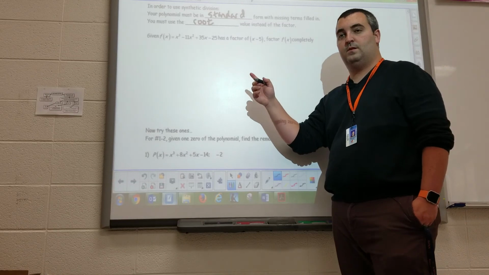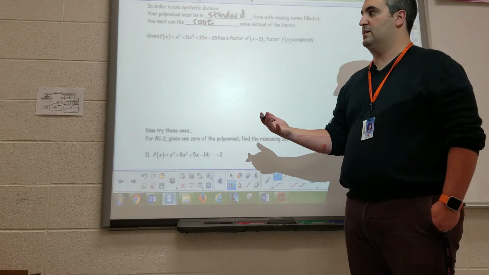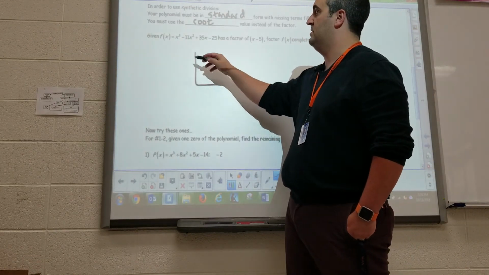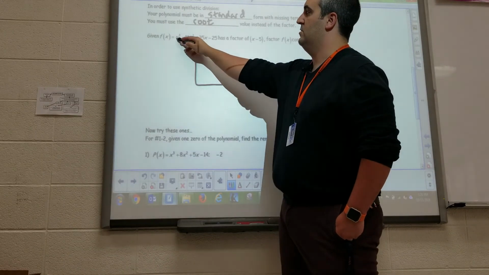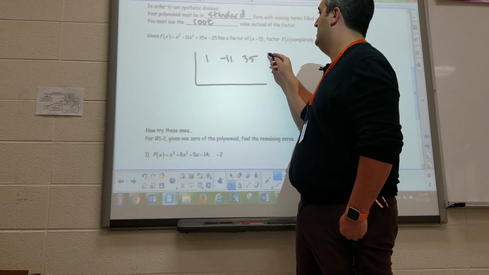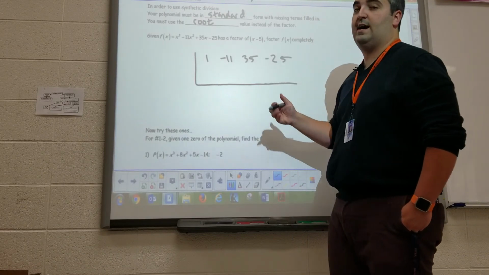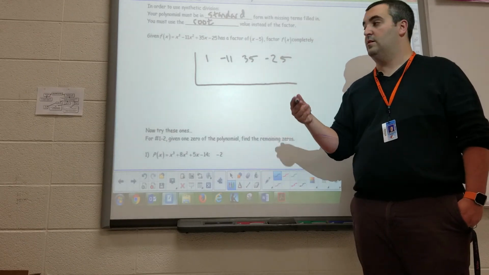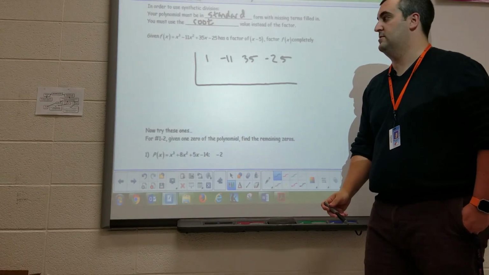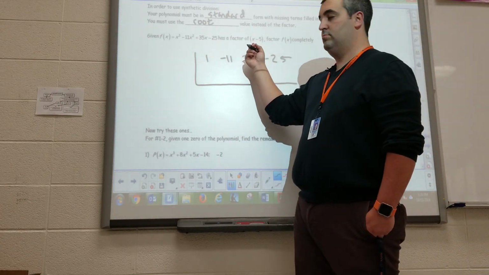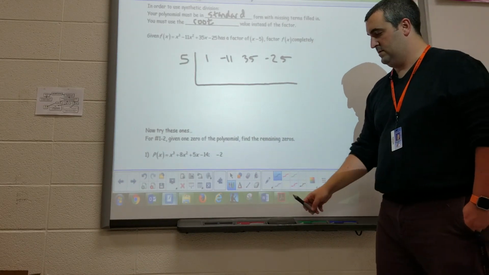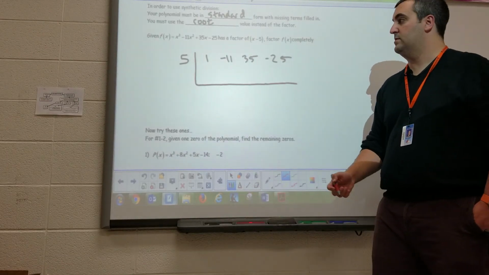So same problem, but now we're going to do it with synthetic. So with synthetic, the setup, just like we saw with synthetic substitution, it's very similar. We write the coefficients. So 1, negative 11, 35, and negative 25. And I do not need to put in any extra zeros because there are no missing terms. We go x cubed, x squared, x, and then the constant term. Then with this one, we write the 0 as opposed to the factor. All right, so now comes the actual process.